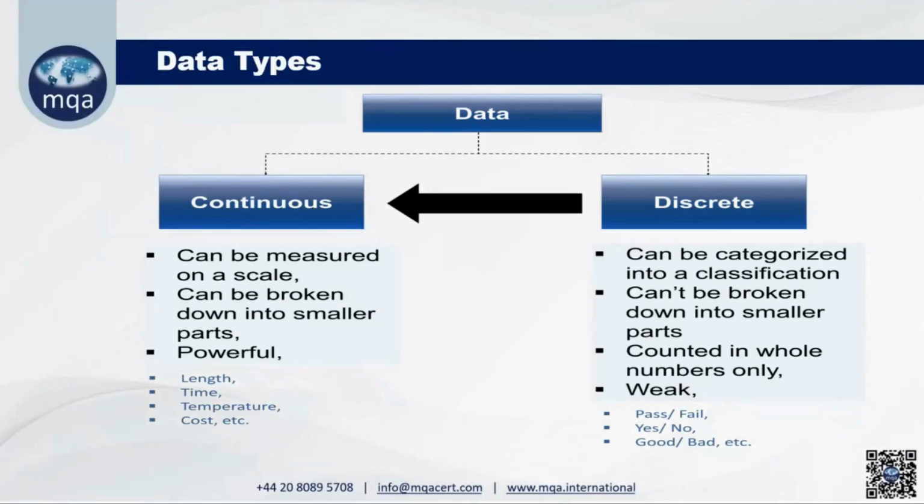Now data. Data are of two types. Can anyone tell me what is continuous and discrete? Hello? Can anyone please? What are the types of data we have? Quantitative, qualitative. Can you give it in simple words? Can you say it in your own words?